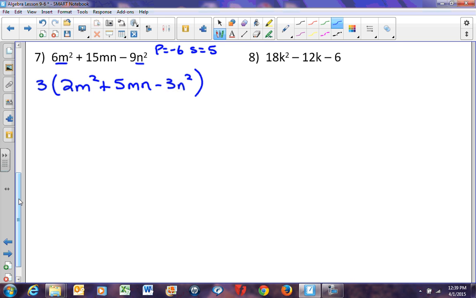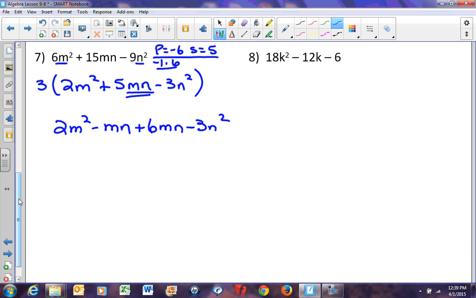So I am thinking of 1 and 6. I'm thinking of negative 1 times positive 6. If I add those together, that gives me 5. So that gives me 2m squared minus mn. That's where you put the variables back in. So see, this is what you need in the middle. You have an m and an n attached to those two numbers right there: minus mn plus 6mn and minus 3n squared.